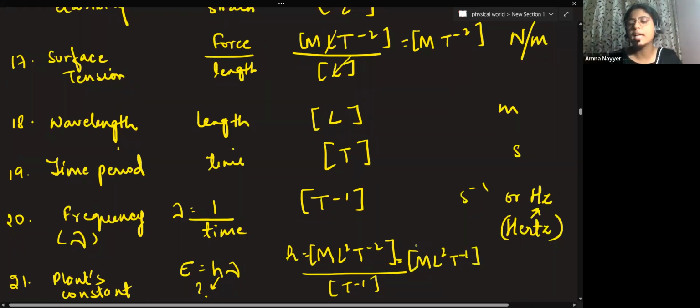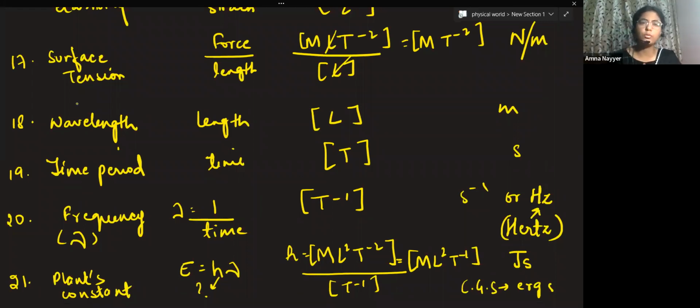Now, the SI unit of energy is joules, divided by the frequency. Frequency is second inverse, so it will be joules second. If you are asked to write the CGS unit, then that is erg second, because erg is the CGS unit of energy. All right, just wait for 2 minutes.